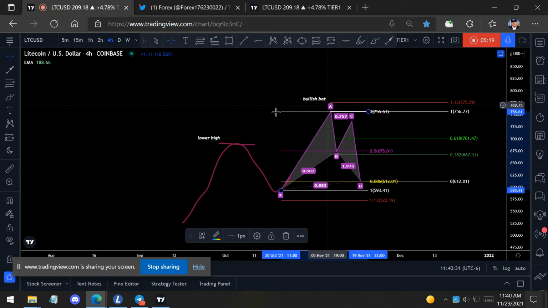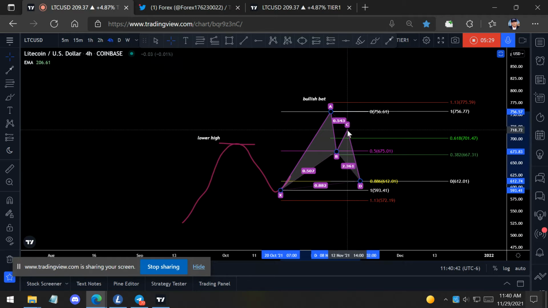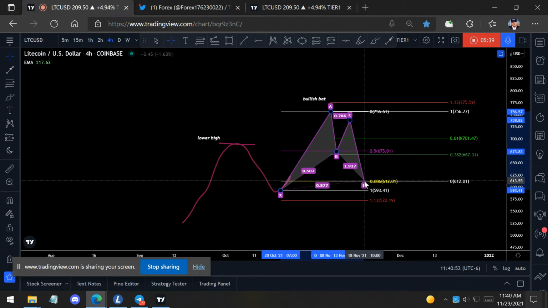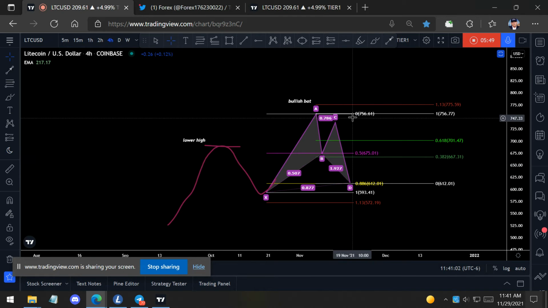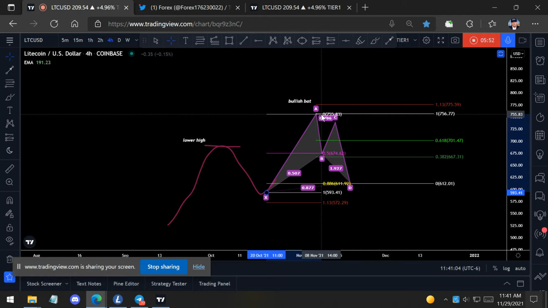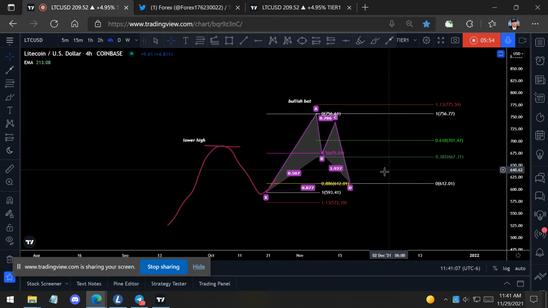So X to A has to break structure to the left. B leg has to be a 50%. It can't touch the 61.8. C leg is a minimum of a 38.2. You can come all the way up to the A leg, it just can't break it. D point is the 88.6 of the whole pattern. Take profit levels are going to be measured from the A leg to the D leg.